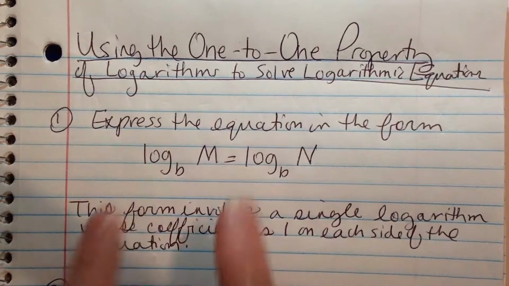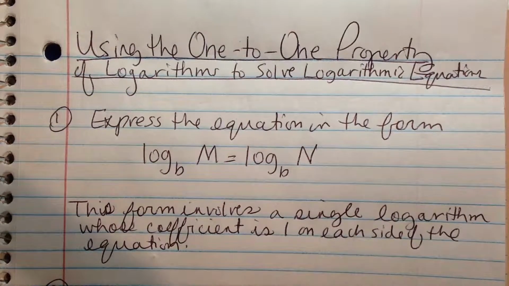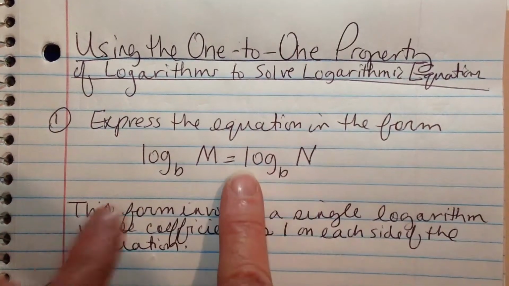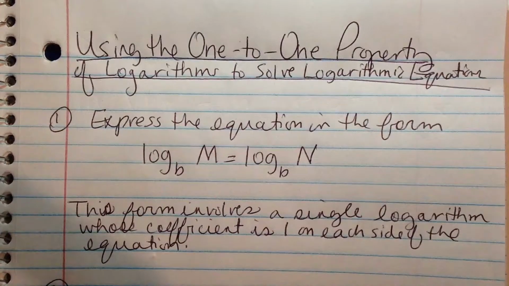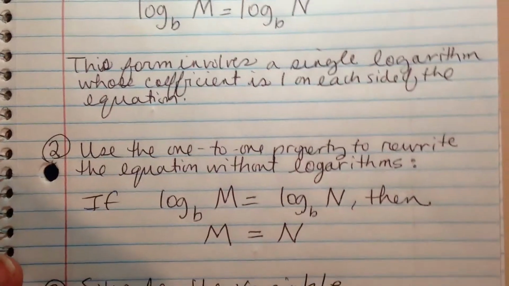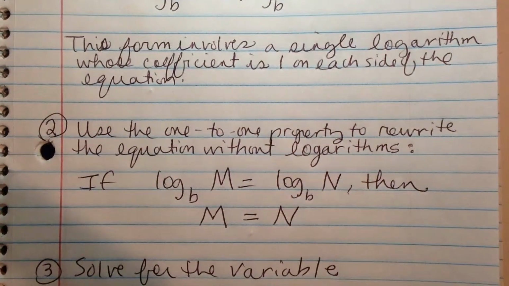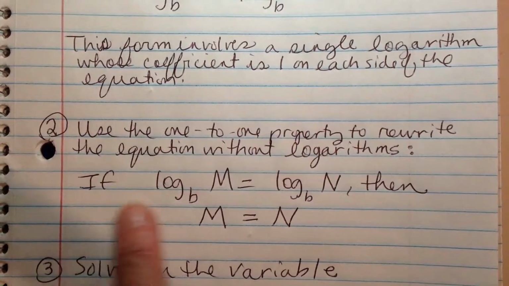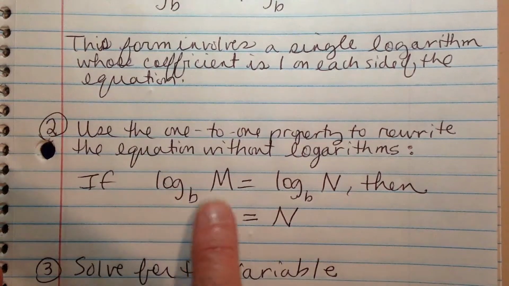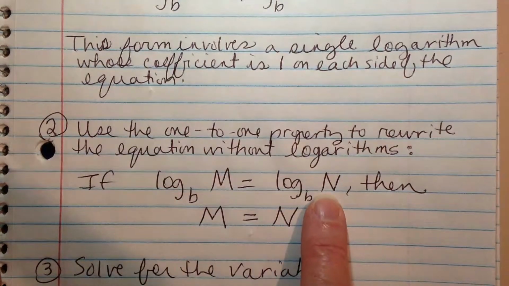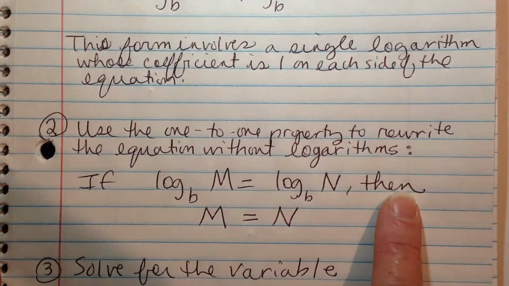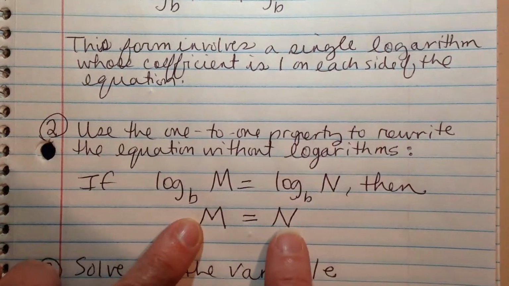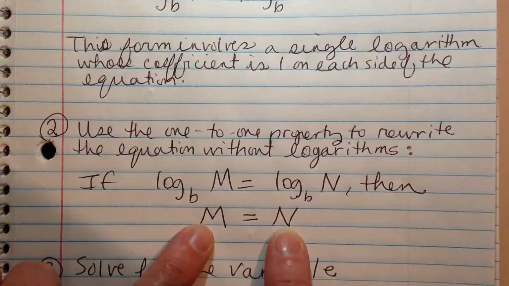So this is the form we want to get an equation into: 1 log on the left equal to 1 log on the right with coefficients of 1. When we do get it in that form, let's look at number 2. Use the one-to-one property to rewrite the equation without logarithms. In other words, if we have log base b of m equals log base b of n, then we can let the logarithms go and write it without the logarithms, just bring down the m and bring down the n and set those equal to one another.